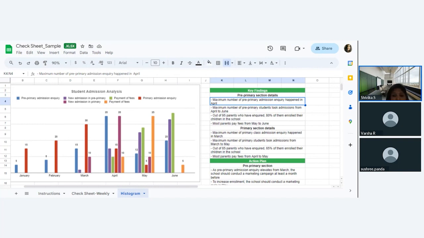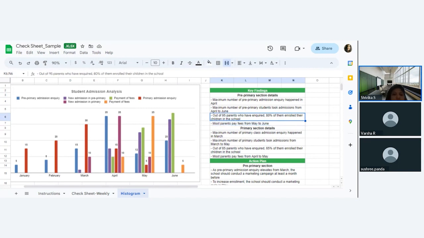Maximum number of pre-primary students took admission from April to June. So here you can see the number of admissions, the violet color, is from April to June. These are the months in which you can think of increasing your resources or your admission team to ensure that the admissions are happening effectively.